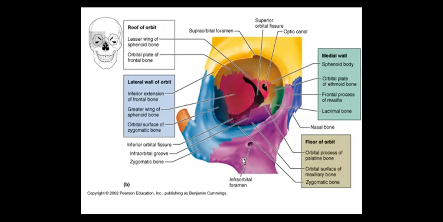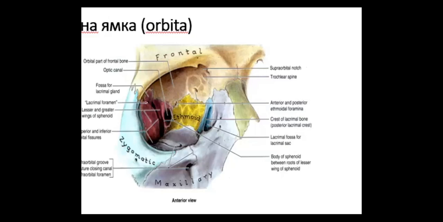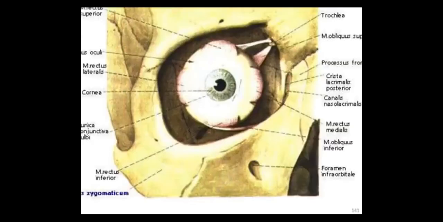Orbita in a geometrical projection. What is the structure of orbita? Same as a pyramid, yes? Pyramid, and this is a pyramid with four walls, okay? And in orbita is present the eye. A very interesting structure in orbit is the trochlea. Trochlea is a special structure for connecting the superior oblique muscle, an eye muscle.